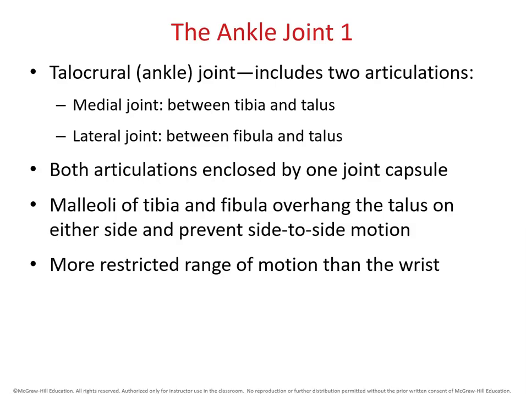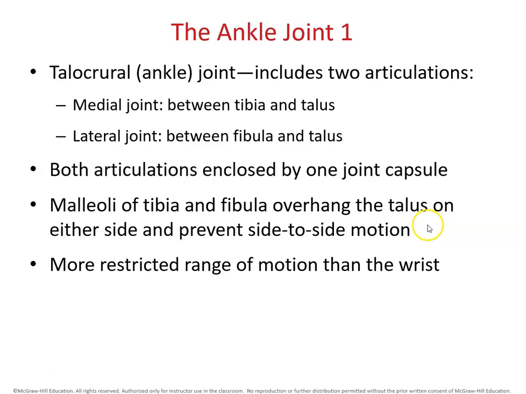Right, moving on to the ankle joint. The talocrural joint is your ankle. Like your elbow, it is two joints that work in harmony. You have a place where your tibia and your talus come together, and then adjacent where your fibula and your talus come together. And like your elbow, we have one joint capsule here.